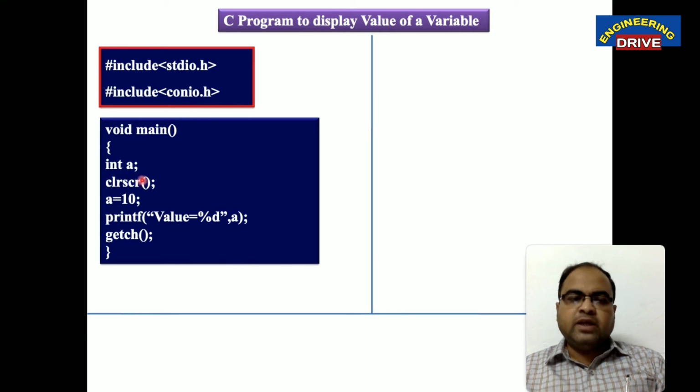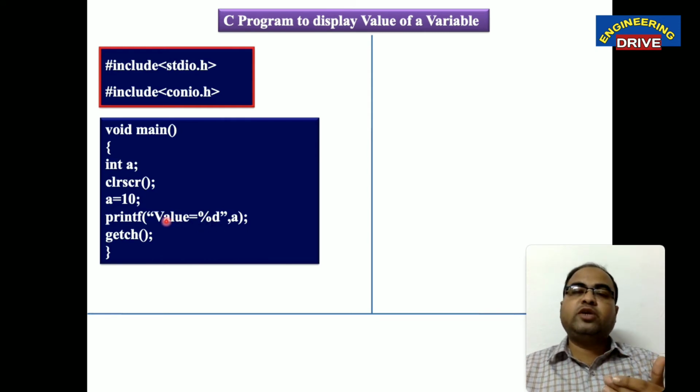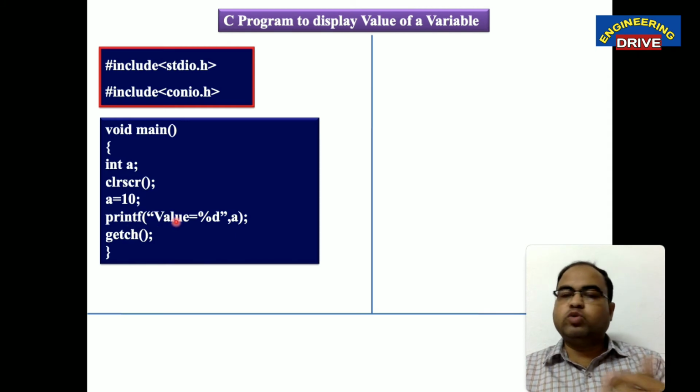Is it okay? Now you can see here what is the name of the variable I have taken here, a, and what is the value I have stored in this variable, 10. Now I want to display this value on the screen. If I want to display some output, which function do we need to use? The printf function. So I used the printf function.